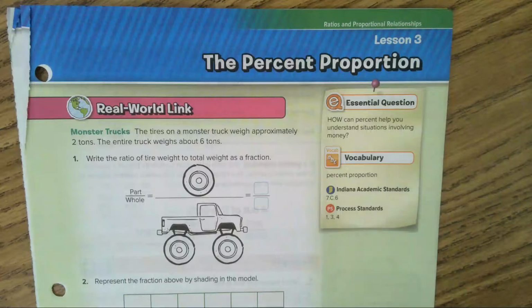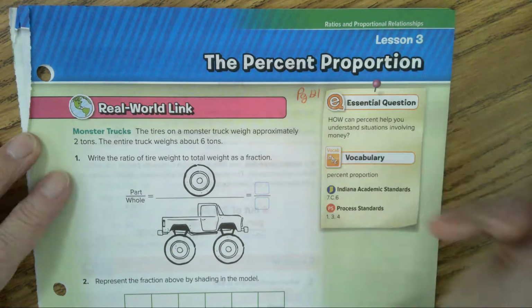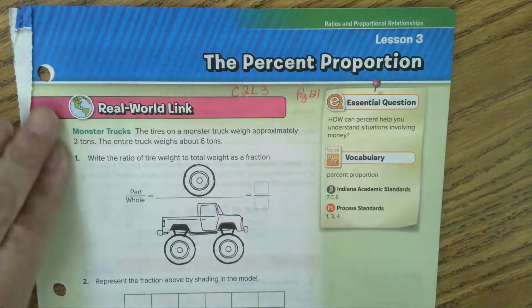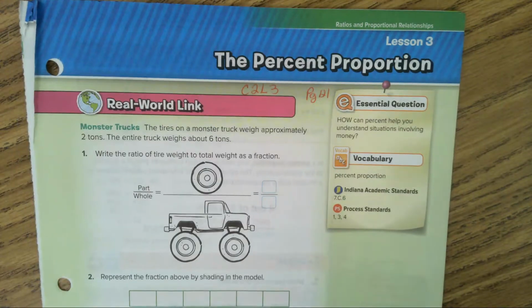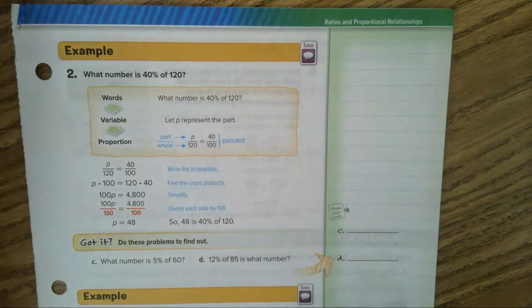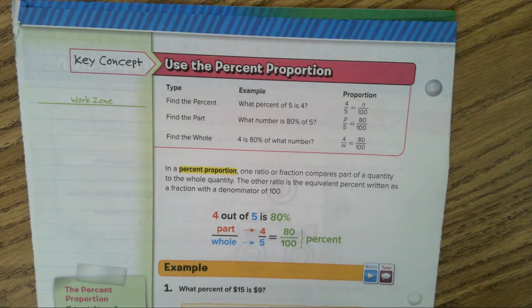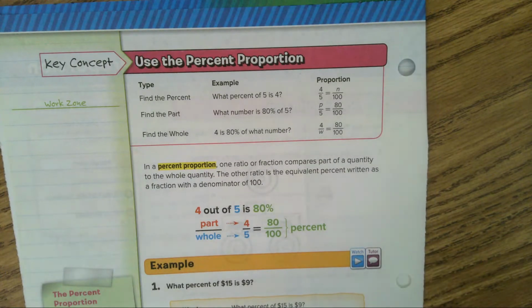Okay, so now we are ready to do the percent proportion. We watched that lovely video about the gorilla and how much food the gorilla eats. So now we're on page 121, chapter 2, lesson 3. We're going to skip this page 121 and go straight on to the next page. Use the percent proportion. What is the percent proportion? Everyone should be on page 122.